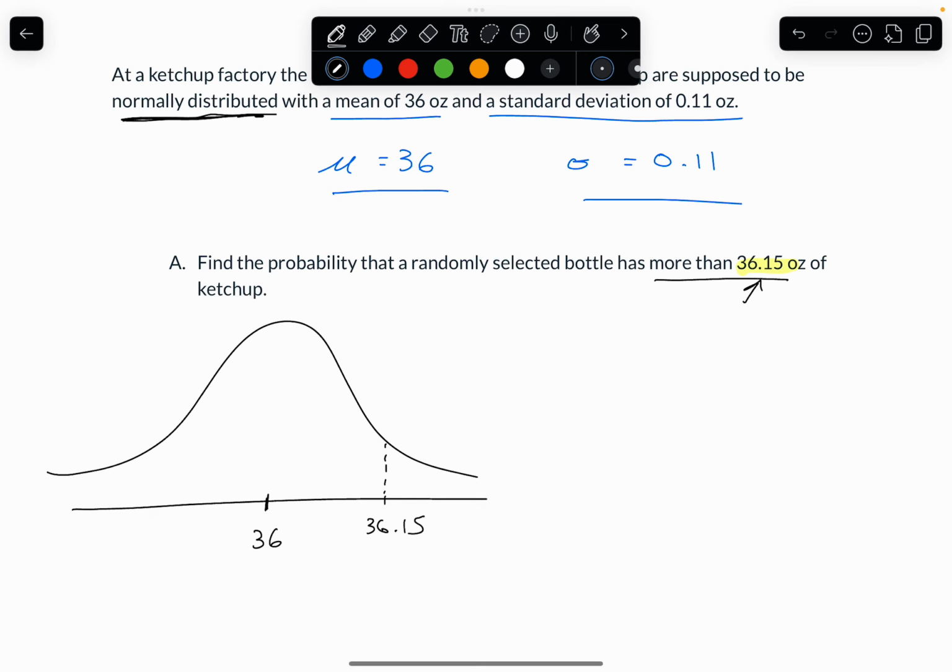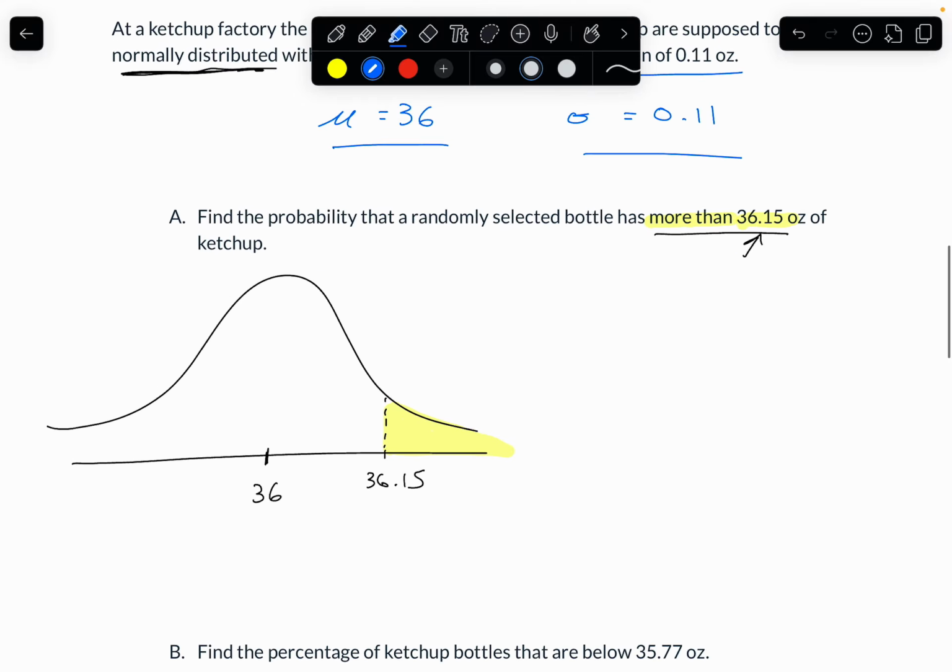So I'm talking about this data value right here, and if I say I want to know the probability that a bottle has more than this value, well, the values that are more than 36.15, those would live over here somewhere to the right. So this problem is really asking me to find the area to the right of 36.15. So in order to find this, I'm going to have to do a couple things first. I need to start by finding the z-score corresponding to this. If I'm going to use my z-tables, I have to find the z-score for this observation.